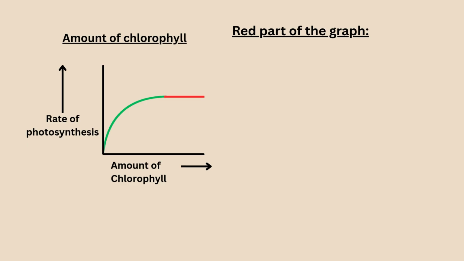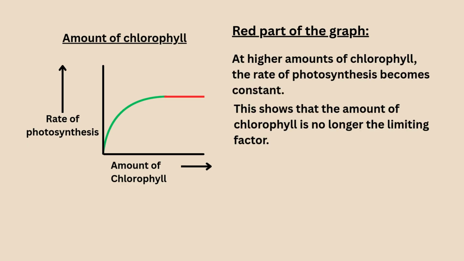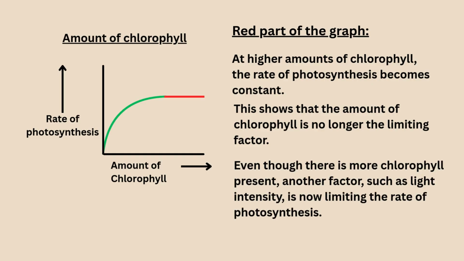In the red part of the graph, at higher amounts of chlorophyll, the rate of photosynthesis becomes constant. This shows that the amount of chlorophyll is no longer the limiting factor. Even though there is more chlorophyll present, another factor, such as light intensity, is now limiting the rate of photosynthesis.